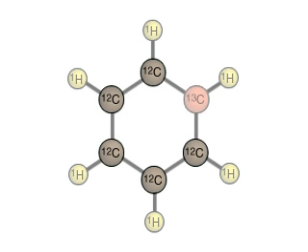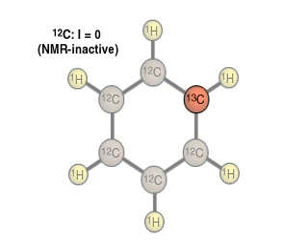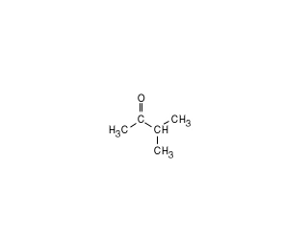Carbon-12 is the most abundant isotope of carbon, but it is not NMR active. Carbon-13, the heavier isotope of carbon, has a spin quantum number of 1/2 and is NMR active. Only 1% of all carbon atoms are carbon-13.